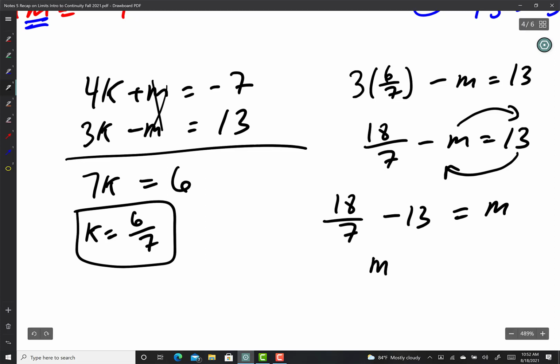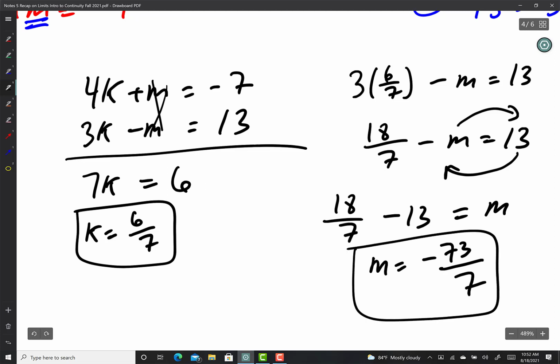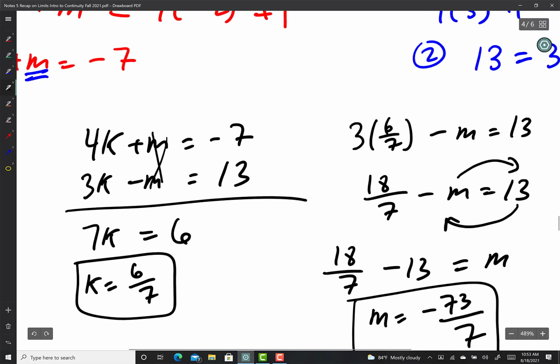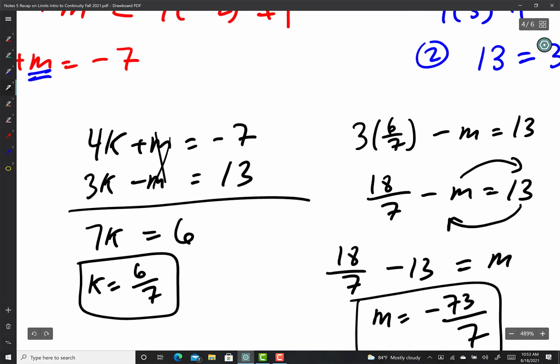So m is equal to negative 73 over 7. Yes. Oh, I just solved for the letter m. When I'm getting a letter by itself, Miss Parker, you see how I'm trying to get m by itself? I just moved it to the other side and it turned to a positive m. And I moved the 13 to the other side and it turned to minus 13.